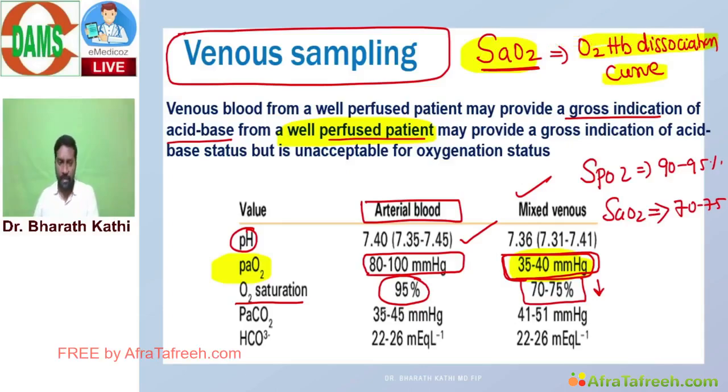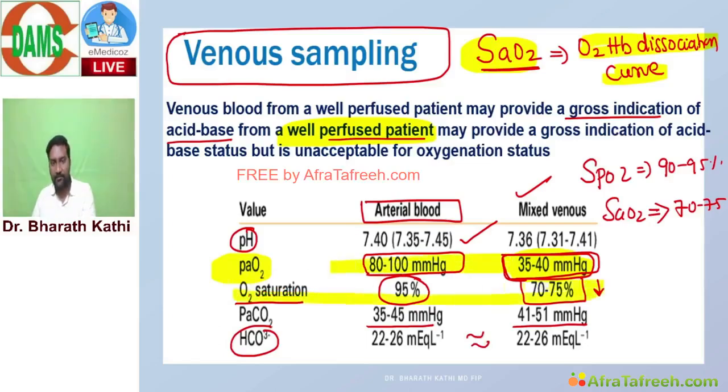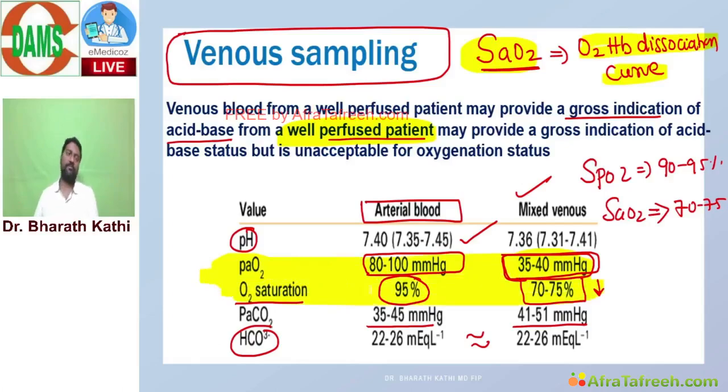Carbon dioxide will also not be much different, and bicarbonate will be nearly the same. So the most important parameter changing in vein is the oxygen. The significant difference will be the oxygen saturation. If they ask you what is the main difference between arterial blood and venous blood in ABG analysis, your answer should be this: the oxygenation, partial pressure and oxygen saturation will be significantly affected.